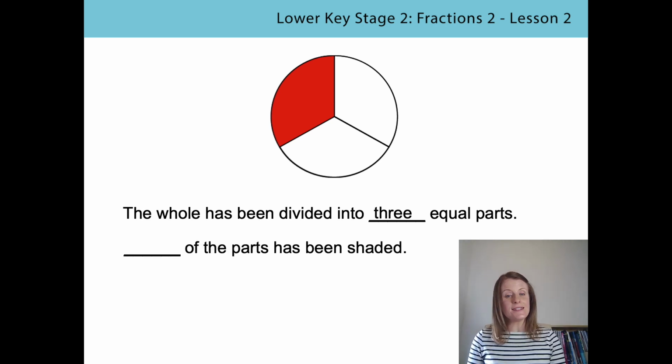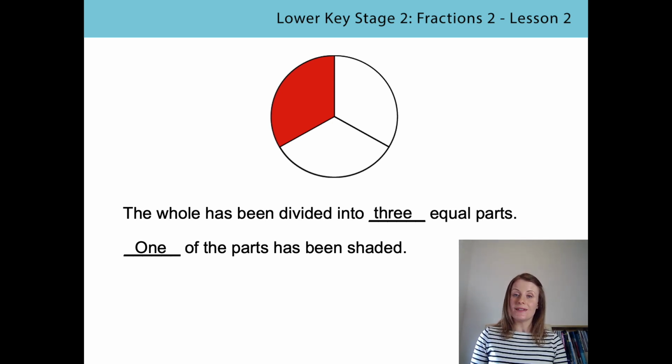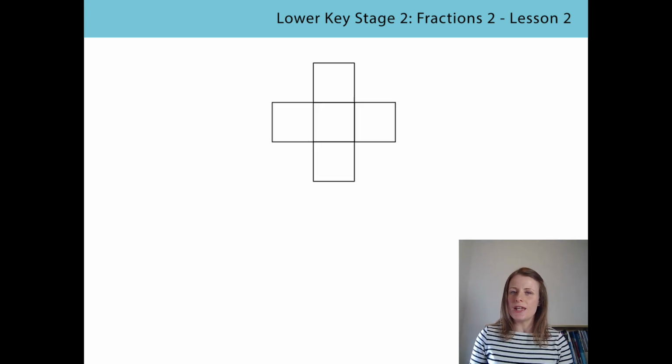The second sentence now: of the parts has been shaded. Did you get it? Tell me. Well done. 1 of the parts has been shaded. Let's say that together. 1 of the parts has been shaded. Well done. Now for a different shape.